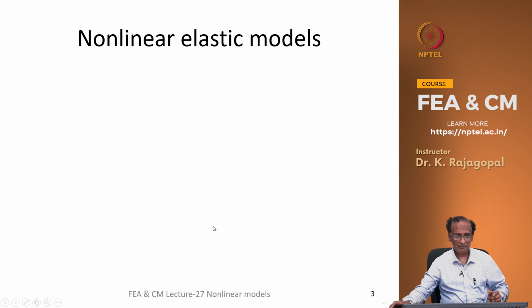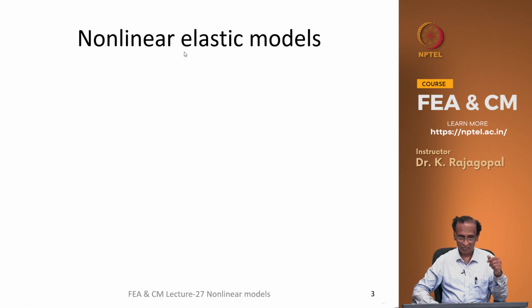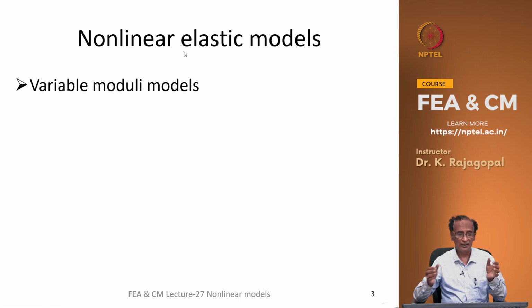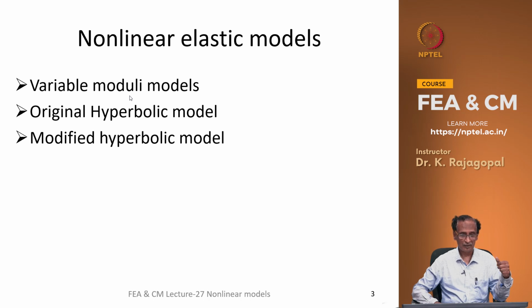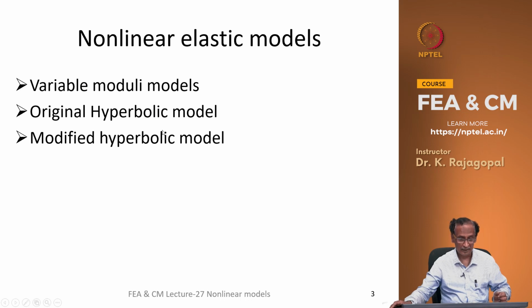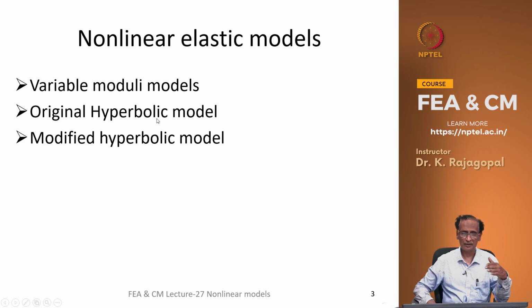And in that direction we have the nonlinear elastic models. These are still elastic but nonlinear, and one of the simplest nonlinear elastic models are the variable moduli models, and then we have the hyperbolic model and then the modified hyperbolic model. And of course there are several other intermediate types of models that I am not going to discuss because of time limitations, but I will give you some references that you can refer to for more details.